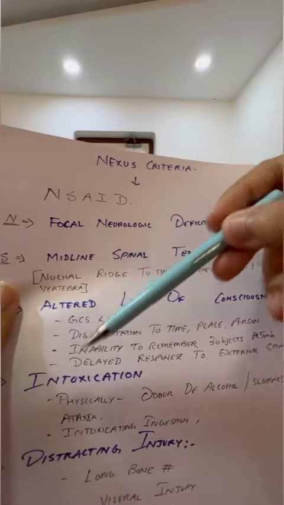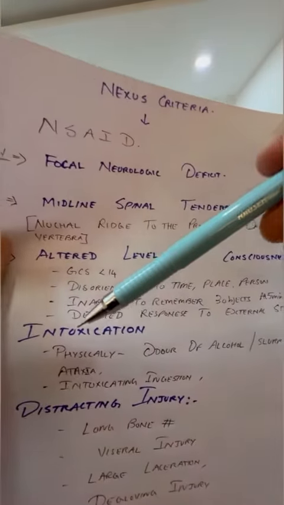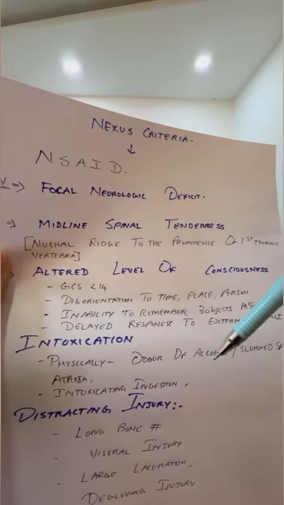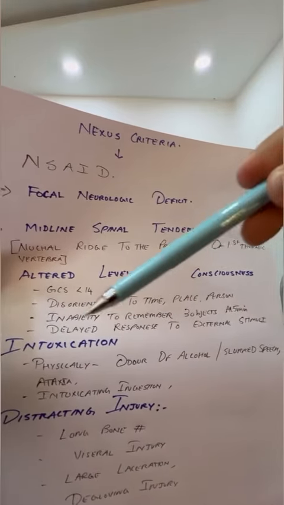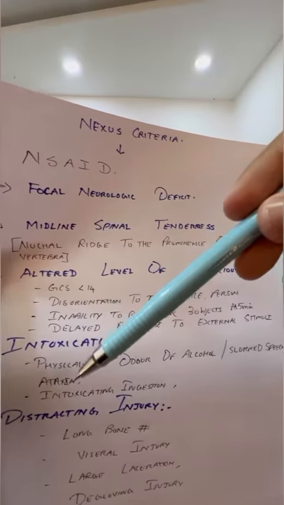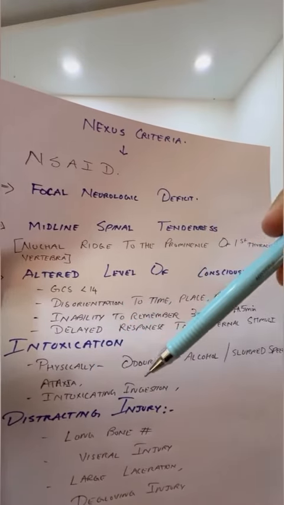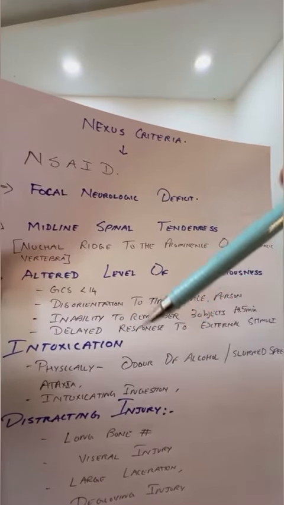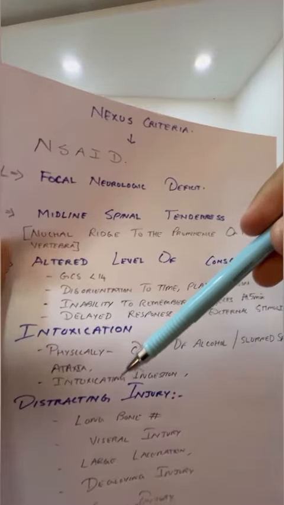And coming to the I, that is intoxication. Physically, if there is any odor of alcohol, slurred speech, or ataxia present, and intoxicating ingestion, if the patient has any history of intoxicating ingestions.